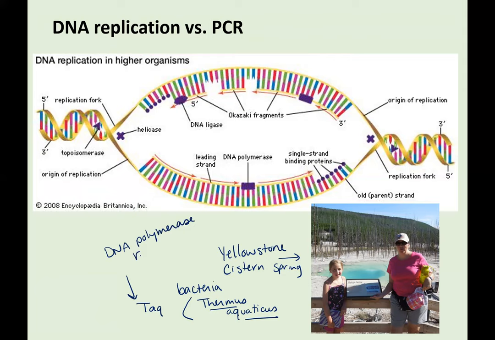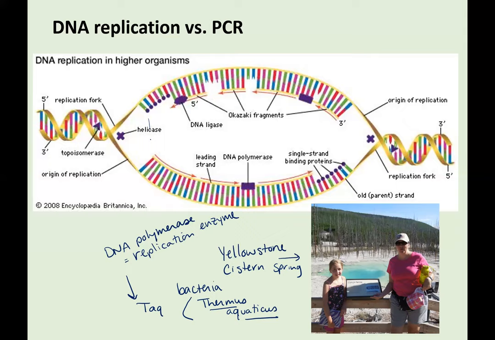And I was just like, oh, like I said, totally geeking out. Because this bacteria lives in this incredible hot spring, and so its enzymes don't denature at high temperatures like ours would. And so we've isolated the enzyme from Thermus aquaticus, and we can now use heat, high temperature, to denature.